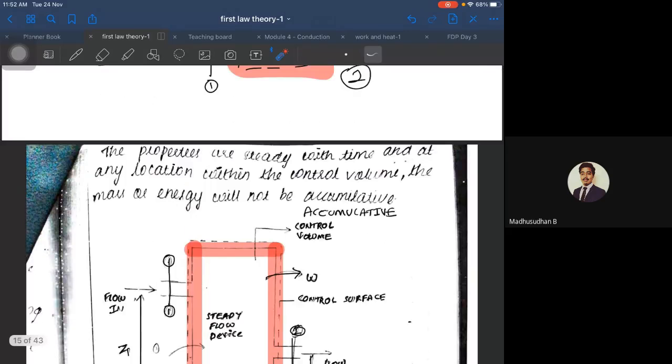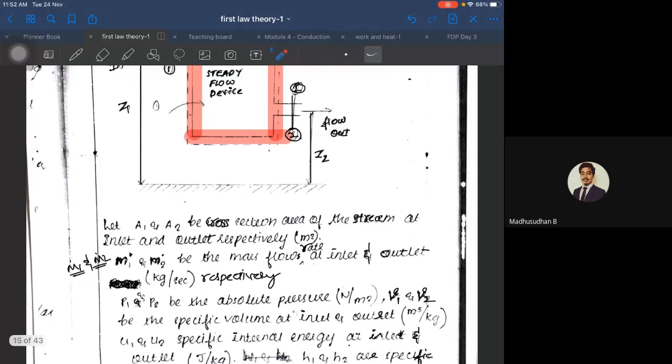The properties are steady state with respect to time and location, and the control volume and the mass energy will not change relative. Let A1 and A2 be the cross-section area of the stream at the inlet and outlet respectively.